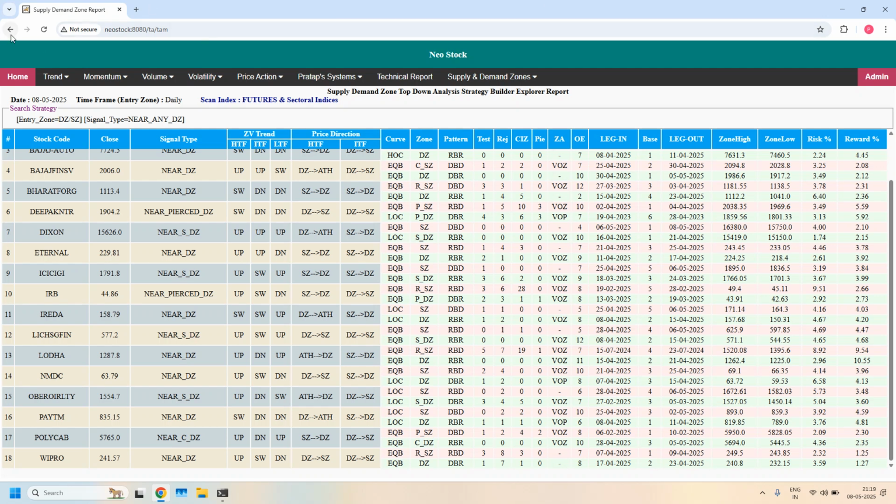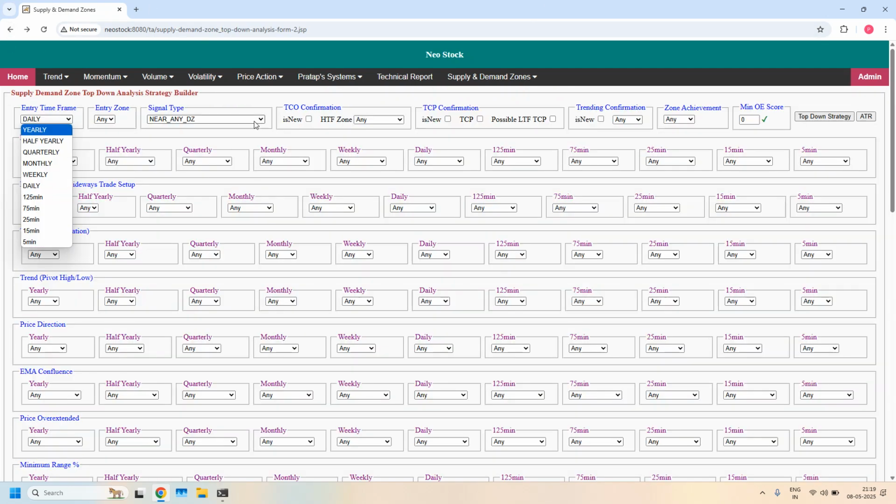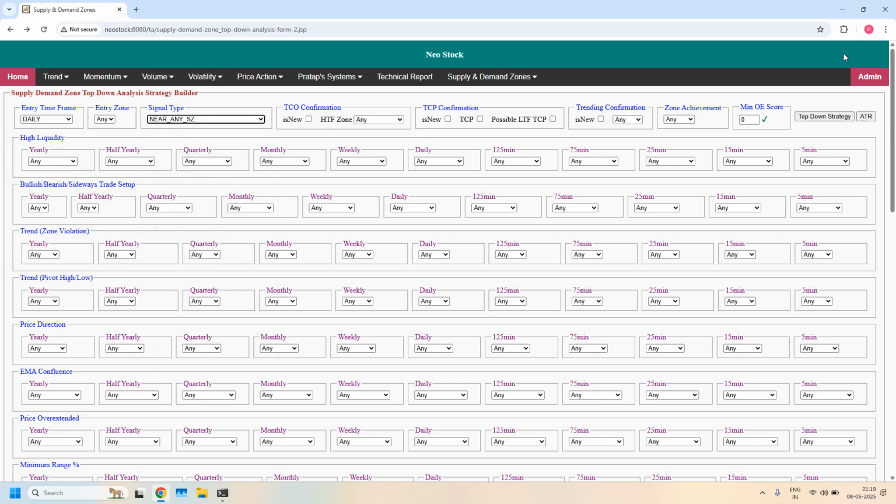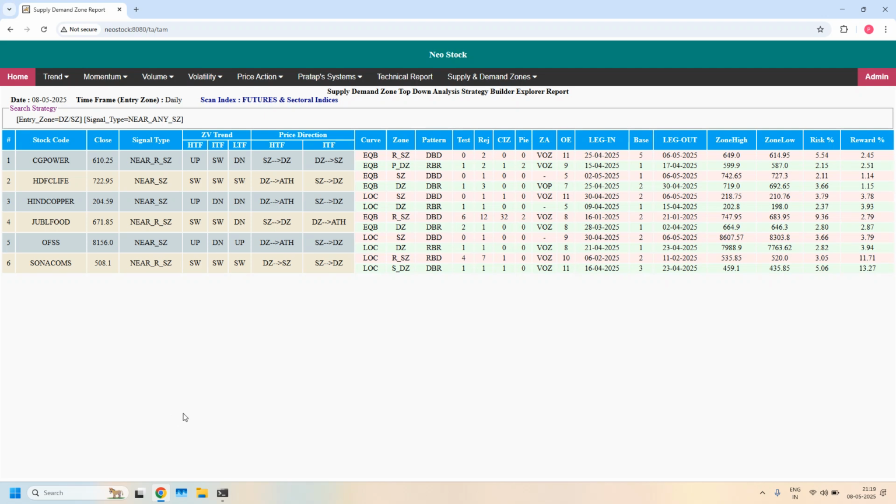Okay, next, for daily time frame, let us find the stocks near to the daily supply zone. We got 6 stocks. Let us identify high liquidity supply zones from this list. CG Power is having a daily high liquidity supply zone. Jubilant Food is not valid, it has pierced the zone. Sona Comstar is having a daily high liquidity supply zone. So total 2 valid high liquidity daily supply zones identified from this list.